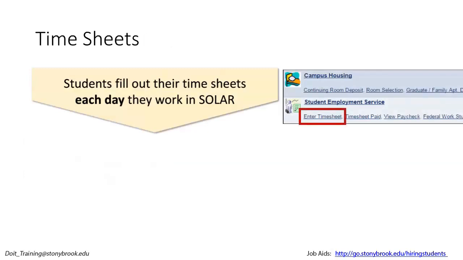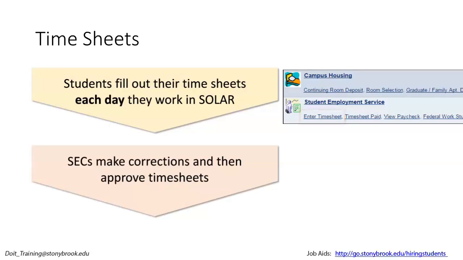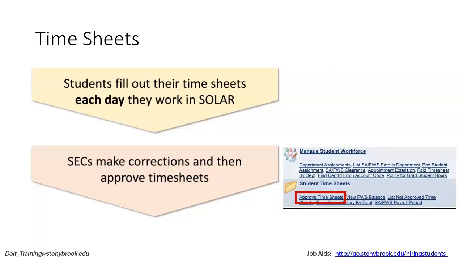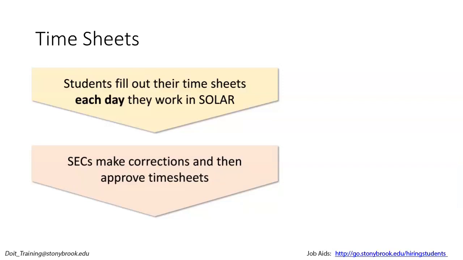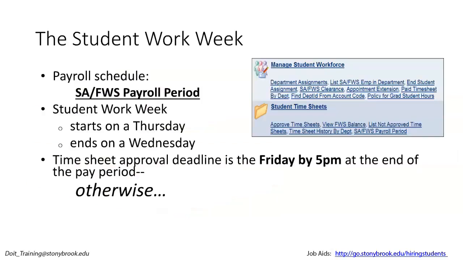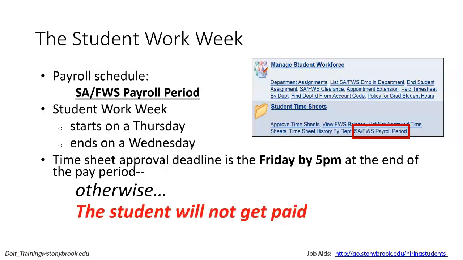Students fill out their timesheets every day in Solar. Then, according to the payroll schedule in Solar, SECs must approve the timesheets by the Friday, 5 p.m. deadline. If timesheets are not approved by this deadline, students will not receive a paycheck until after the timesheet is approved. You can view the payroll schedule in Solar. This will tell you when the student work week starts and ends and the deadline for the timesheet approval. Remember, if a student's timesheet is not approved by the deadline, the student will not receive a paycheck.